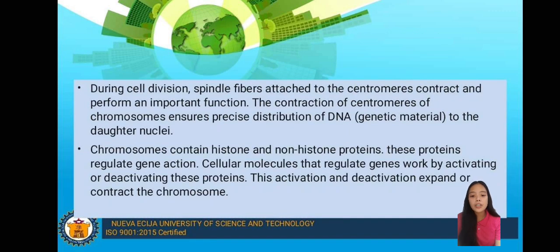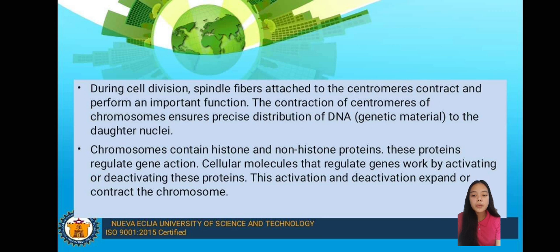Next, during cell division, spindle fibers attach to the centromeres, which contract and perform an important function. The contraction of centromeres of chromosomes ensures precise distribution of DNA genetic material to the daughter nuclei. During cell division, spindle fibers attach to the centromeres and perform important functions.